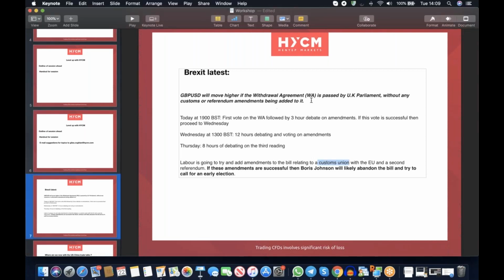But the only way we're going to get the pound moving higher at the moment is if we get the withdrawal agreement passed. That's happening at 7 o'clock British summertime tonight. Remember, UK Parliament politics tends to drag on. It's not always straight on the clock. It could easily be 7:30, 8 o'clock. But that is when the first vote is expected. If the vote passes and there are no amendments added to it, then the pound would rally.